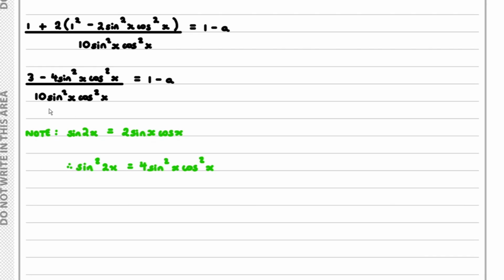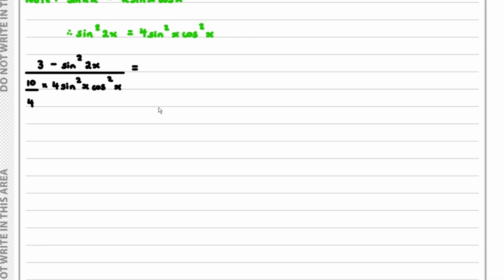Now, with this result, for the numerator, we would have 3 subtract sine squared 2x, and that's because 4 sine squared x cos squared x is simply sine squared 2x. And on the denominator, I can rewrite this as 10 over 4 times by 4 sine squared x cos squared x. And 10 over 4 times by 4 just gives us the 10. And therefore we can replace this bit with sine squared 2x.